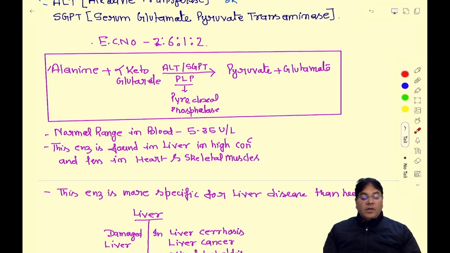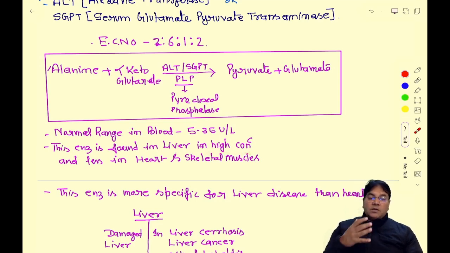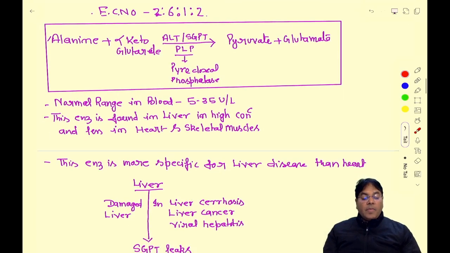Now, during liver problems, there is a high concentration of this enzyme in the blood serum. This enzyme is found in the liver in high concentration, but when liver disease occurs, the liver releases this into the bloodstream. It is also present in the heart and skeletal muscles, but the role is not very specific. So specifically in liver disease it has been detected.